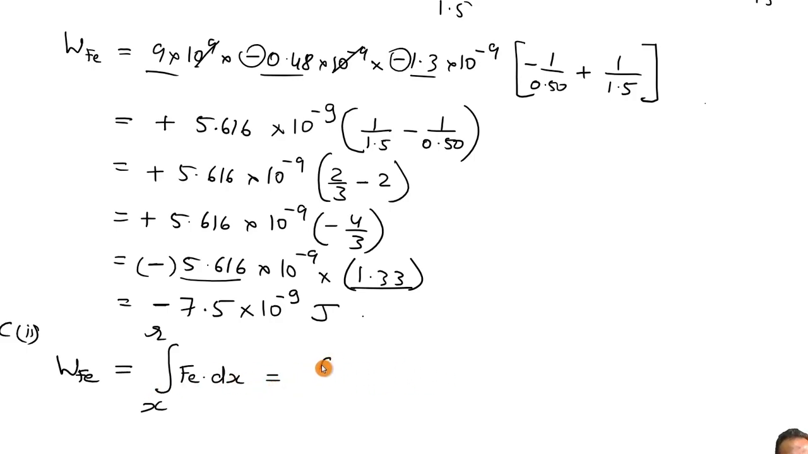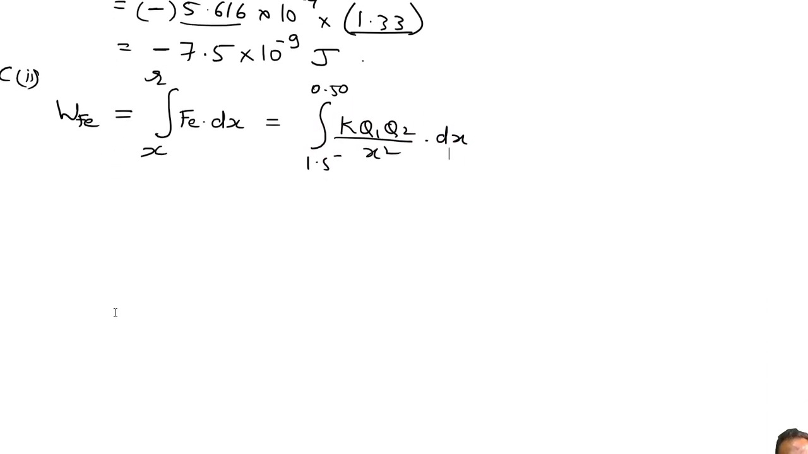So this will be from 1.5 to 0.50. Now your Fe will be k times q1 q2 upon x squared into dx, right? So everything is going to remain the same, only this q2 this time is going to be different. This q2 is equal to plus 0.90 nanocoulomb, that's the only difference.